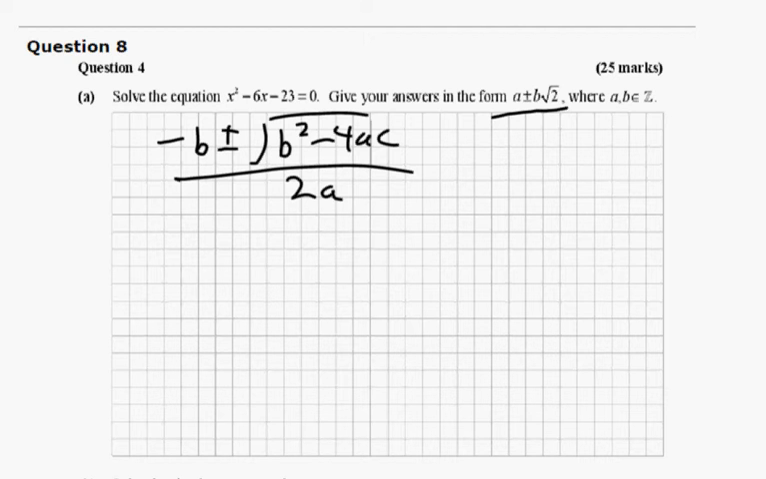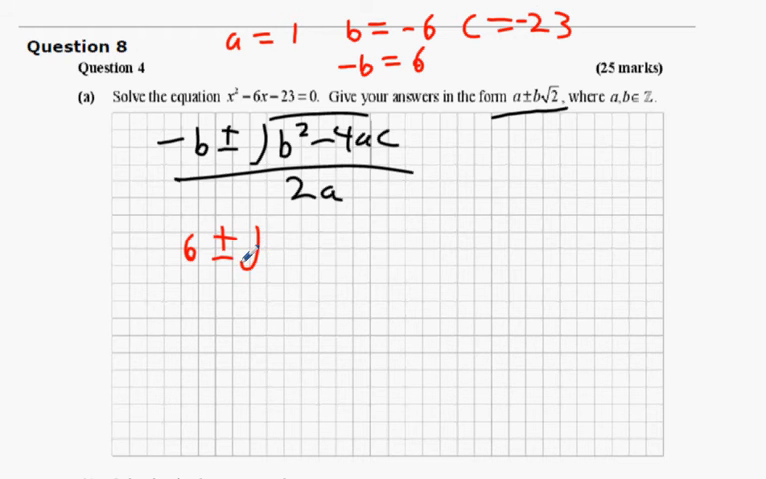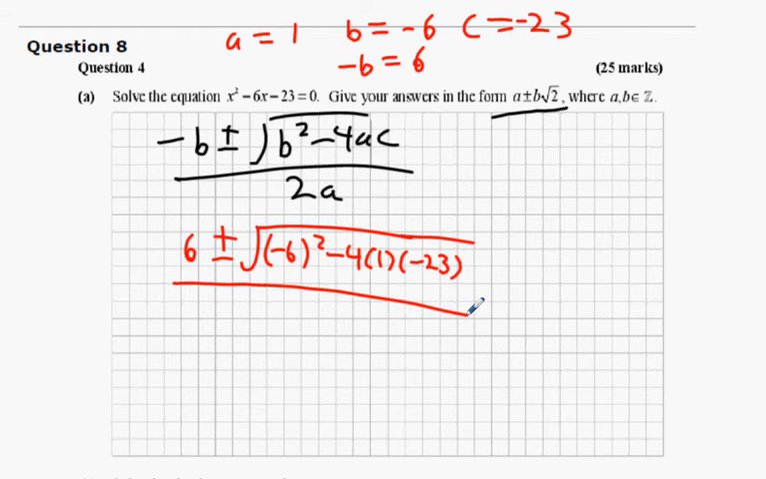Now, what we have here, guys, is what's the a value? A value is 1. B value, C value... 23. Okay, minus 23, sorry. Now we're going to put it in. So minus b is plus 6. So you get 6 plus or minus square root of minus 6 squared minus 4 times a times c, all over 2a. So 2 times 1.